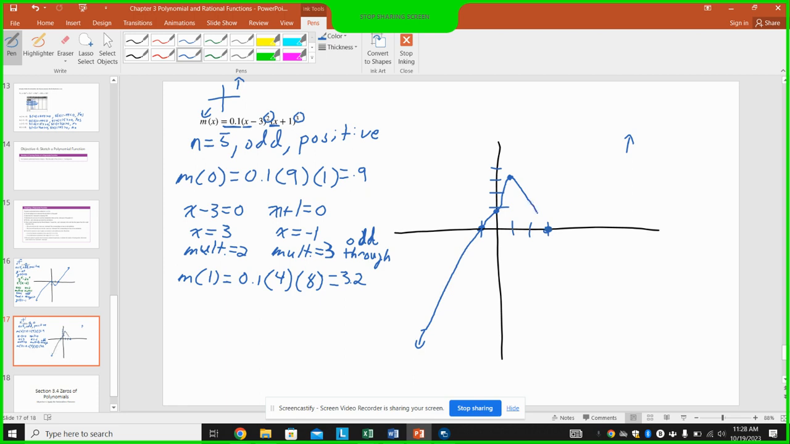All right, so then I get towards 3. What's my multiplicity? 2. So is it even or odd? Even. So if it's even, what will I do? I will just touch it. So when I get to 3, I'll hit it, and then just bounce back up to my end behavior. And there you go. And that's it. And that's all you do in 3.2. So now let's jump into 3.4.